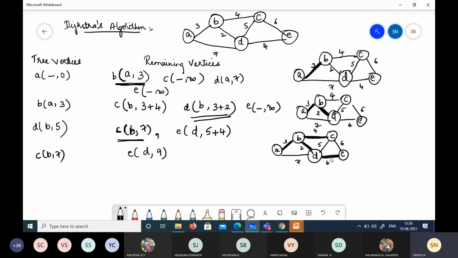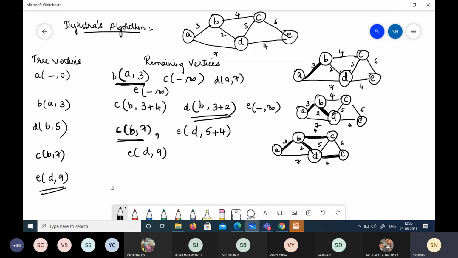Or else we can check this also. If this is checked, 7 plus 6 is 13, whereas this is 9, because we know that these two are already shortest paths. So from D, when we check, D to E is the shortest path. So E of D comma 9 is the last edge which is selected. So this is the problem solved.